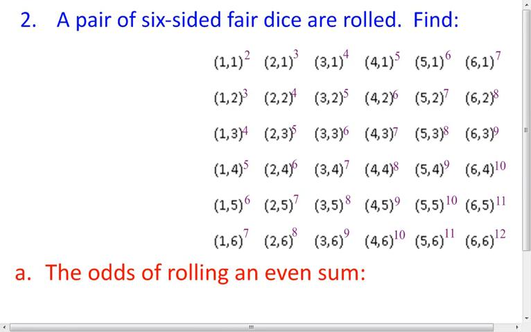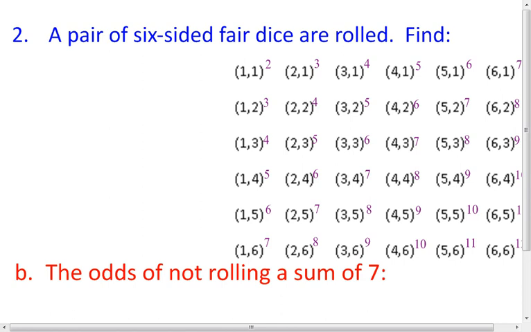I'm going to scoot this over here. There are 18 choices that have an even sum, and there are 18 choices that do not have an even sum. Again, you're going to think of that as a fraction, which reduces to 1 to 1, which means basically you have a 50-50 shot of getting an even or a not even. Okay?